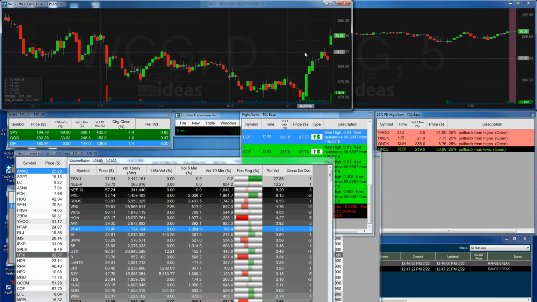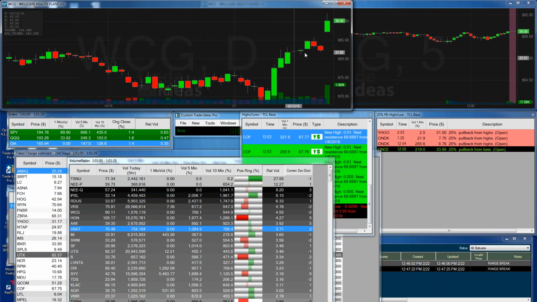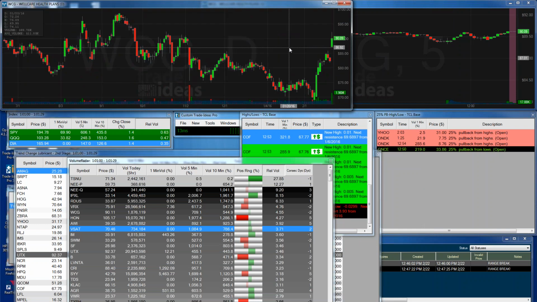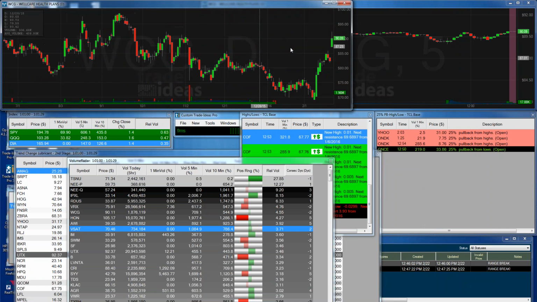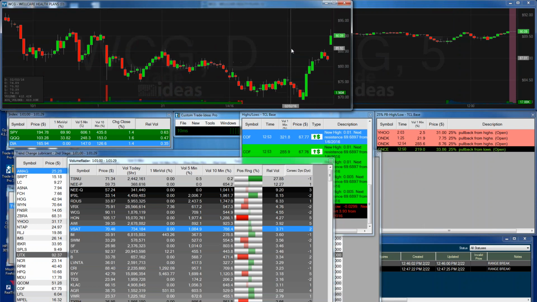Right. And that's something that you definitely want to know. If we hold down the control key and scroll, we compress and expand. If we just scroll, we scroll over the price history, and we don't expand or contract. But if we want to expand and contract, we hold down control as we're using the mouse wheel.